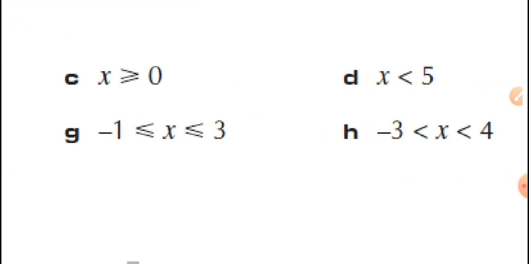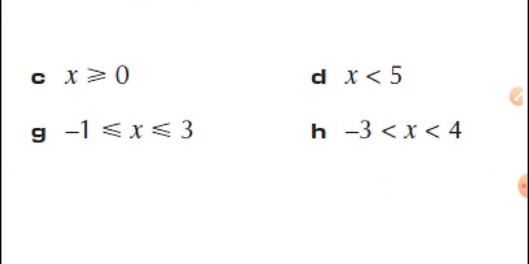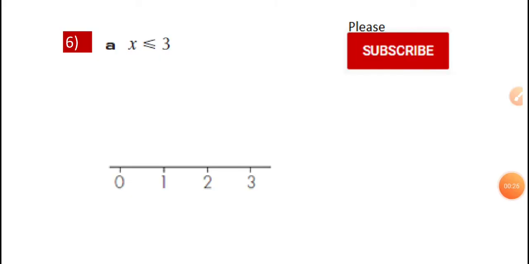And then you have some more here. So in question 6a, it's got something to do with the number 3. So I'm going to put a circle there. Now it's saying x is less than 3. So we'll do the arrow like this. And also, because it's the equal sign there, we'll just shade it in. So that's the answer to question 6a. So x is equal to or less than 3.